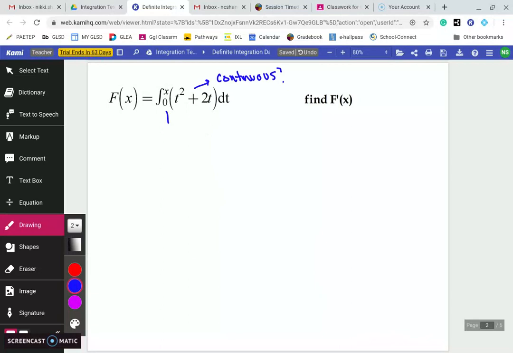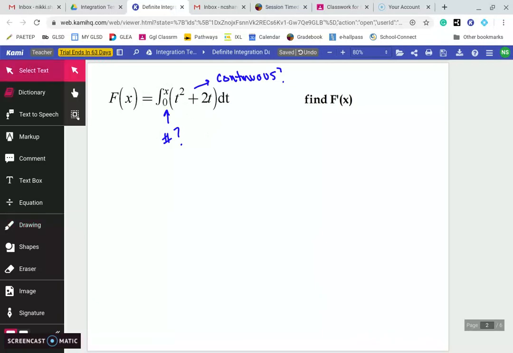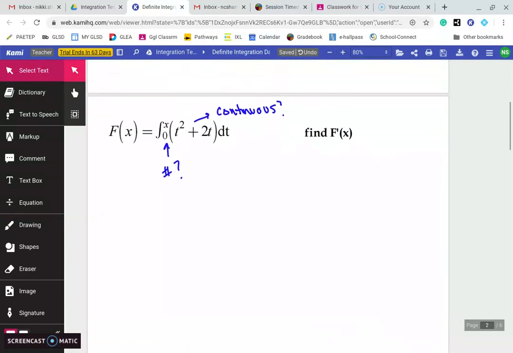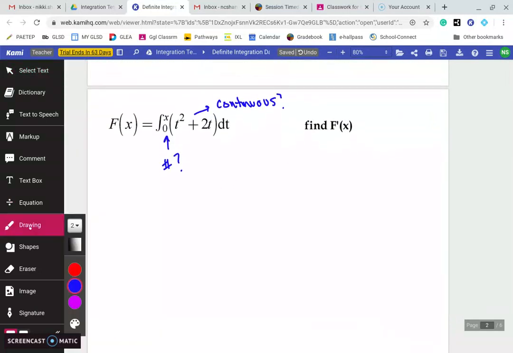Is this a number? Yes, it is a number, and that can be any number, because remember, the second fundamental theorem of calculus just told us that you had to have that a. A could be anything. So, is that a number? And lastly, is this just x? If that's true, then to find the derivative of this is actually the same thing. You just take x and plug it in for t. So you just plug in.